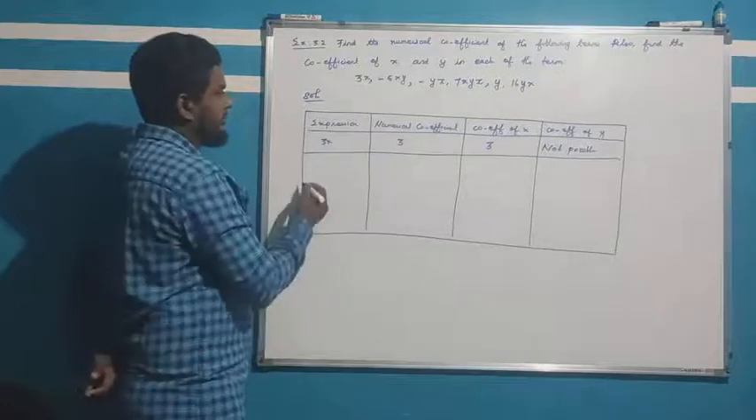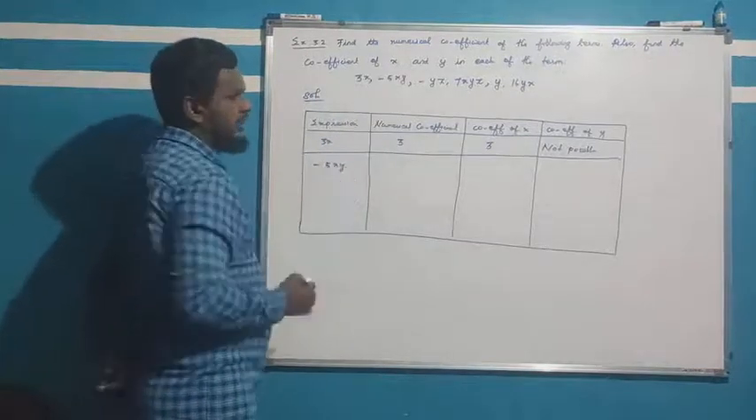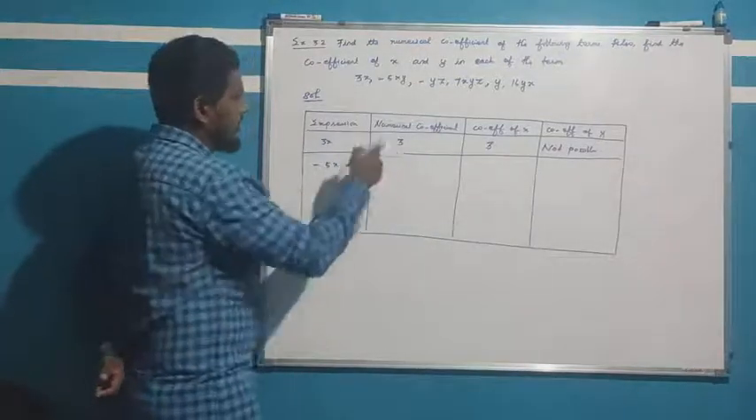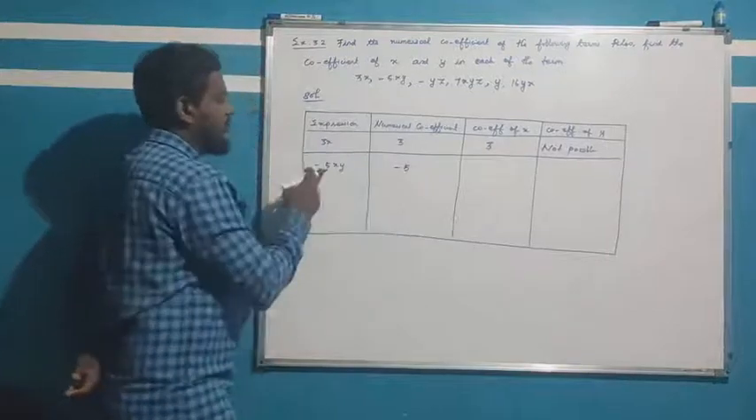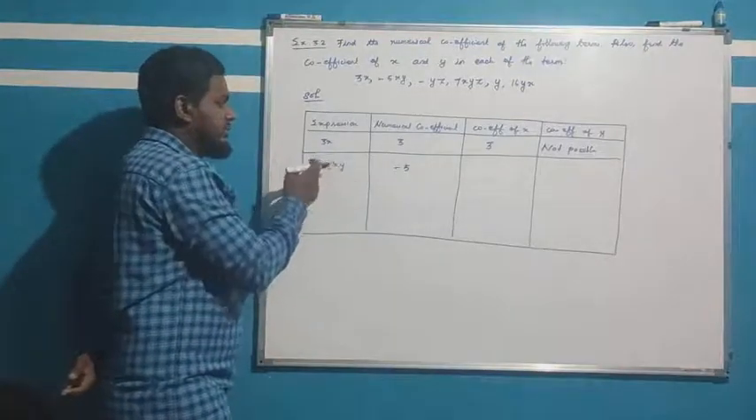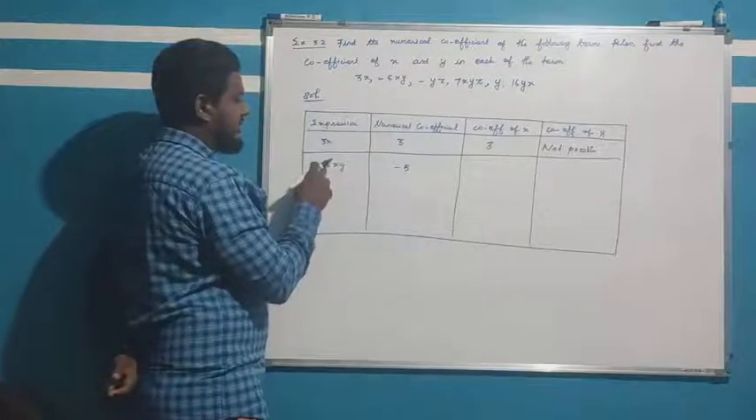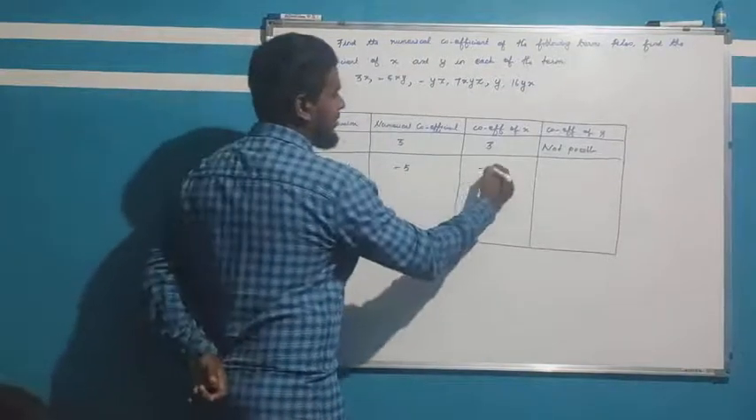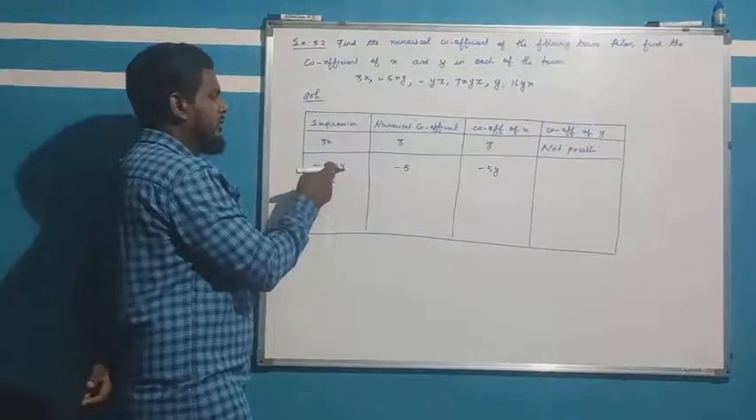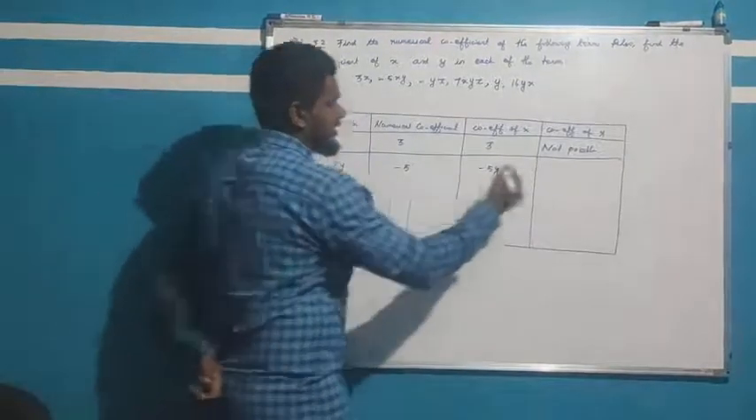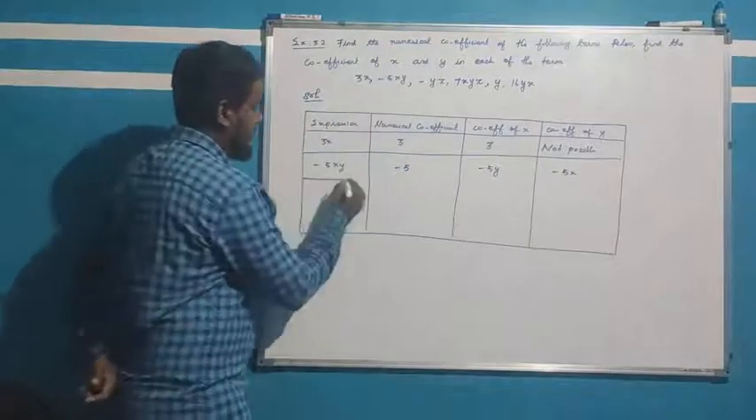Then the second expression, minus 5xy. Here the numerical coefficient is minus 5. The numerical coefficient of minus 5xy is minus 5. Then the coefficient of x is minus 5y. Then the coefficient of y is the product of the rest, minus 5x.